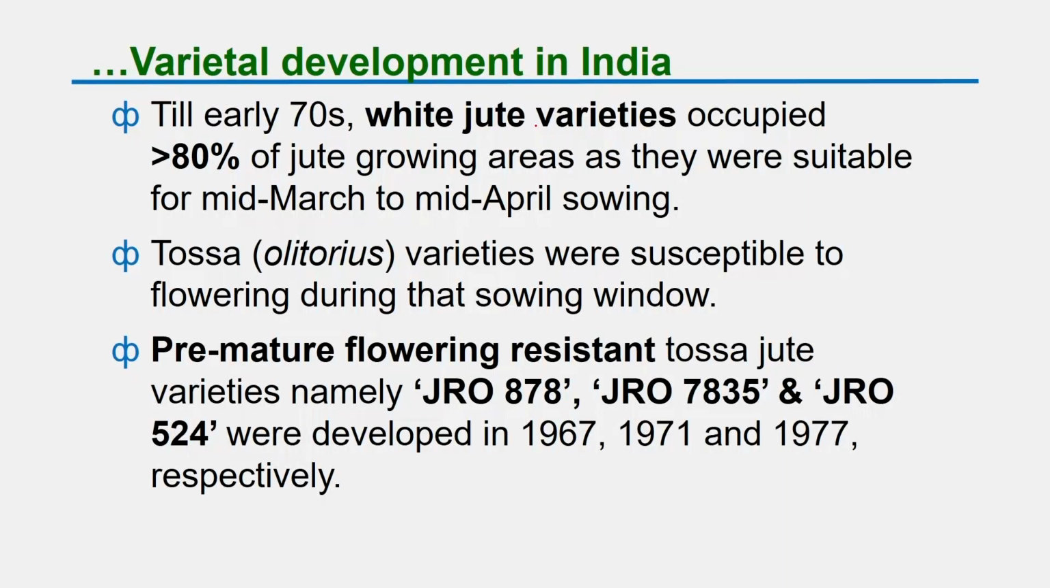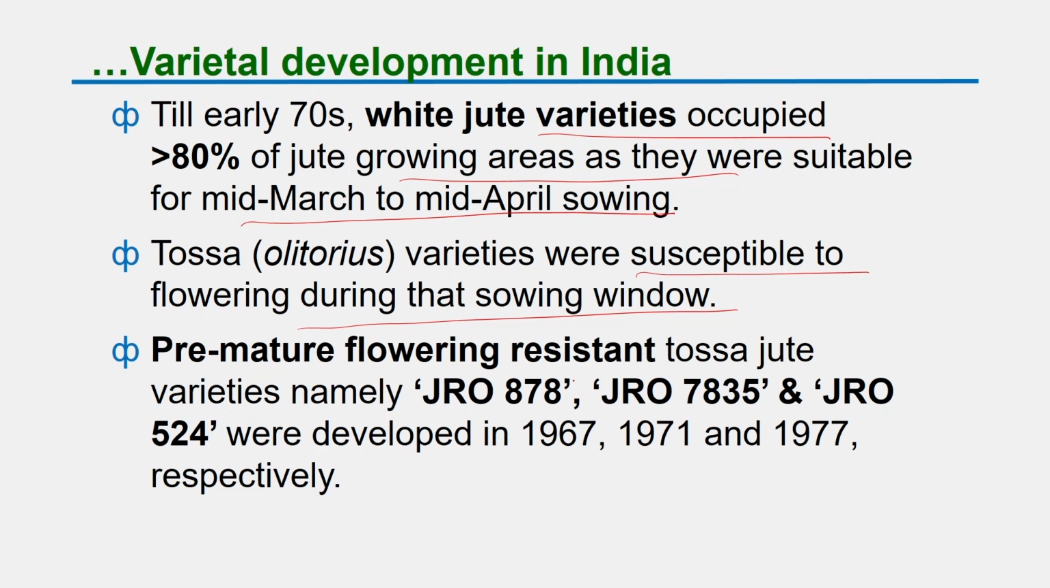Till the early 70s, white jute varieties occupied more than 80% of jute growing areas as they were suitable for mid-March to mid-April sowing. So in India, you can see that in the 70s, the white jute varieties were dominating the scene, and Tosa variety, olitorius varieties were susceptible to flowering during the sowing window.